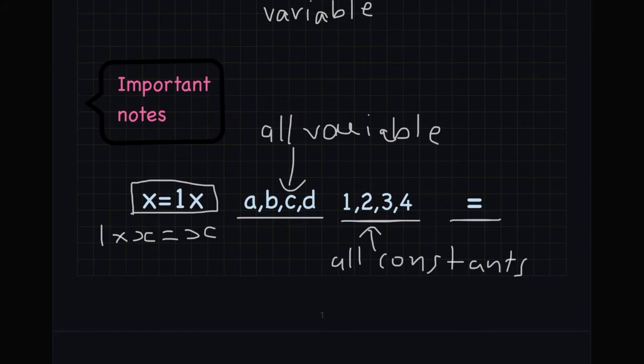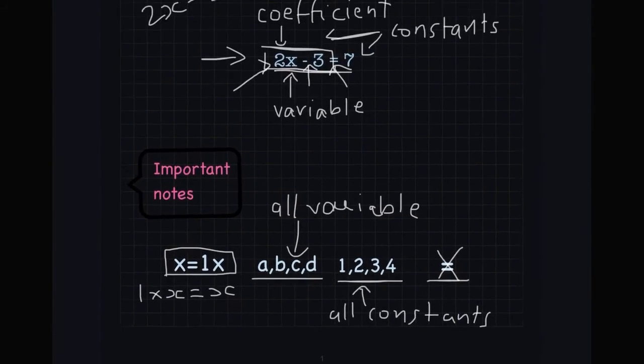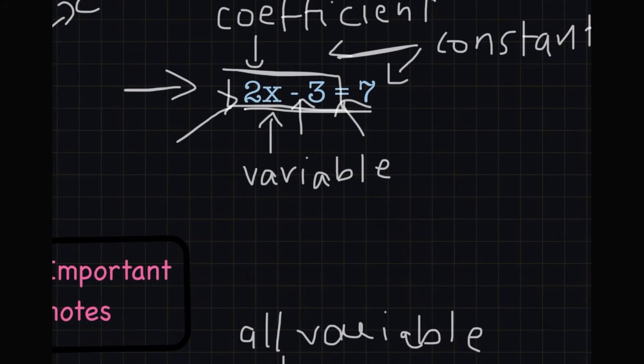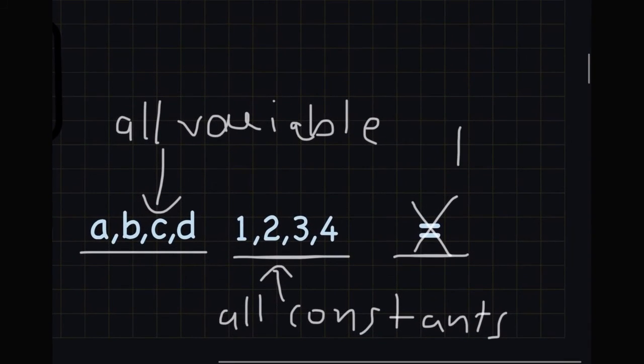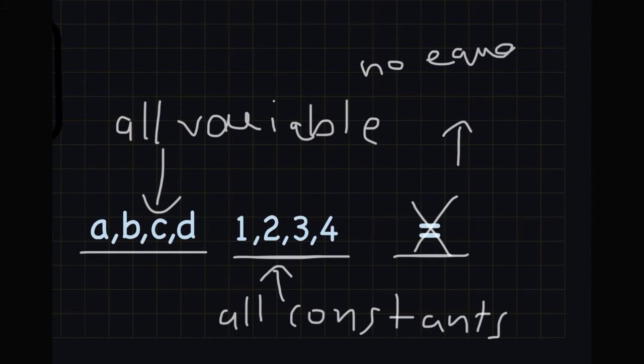Here we have an equal sign. No equal signs are there in an expression. Have you seen this? 2x minus 3. We do not include the equal sign. So always remember that there are no equal signs in an expression.